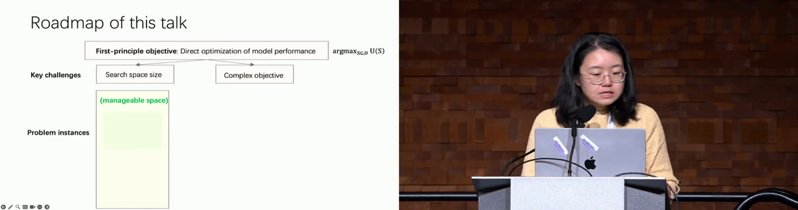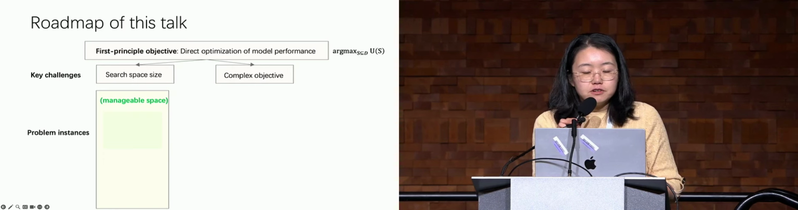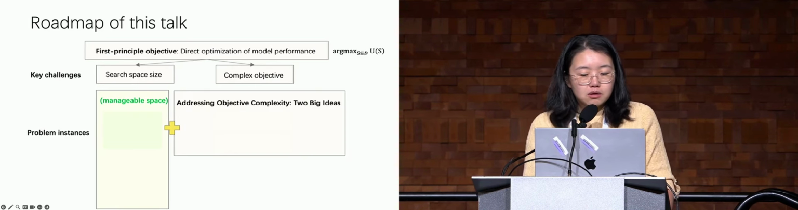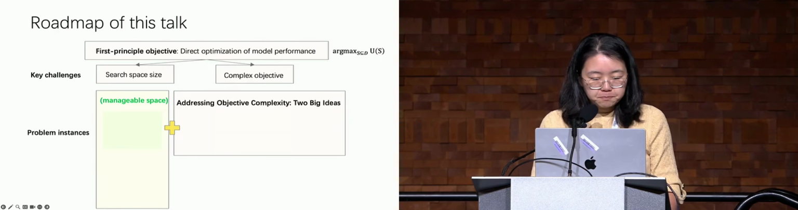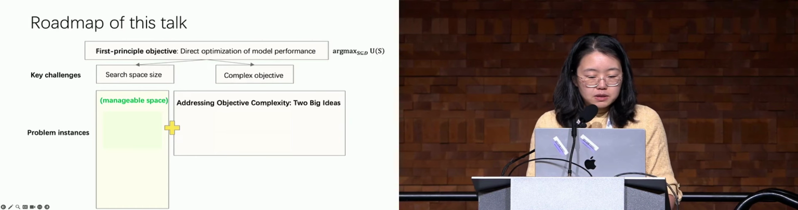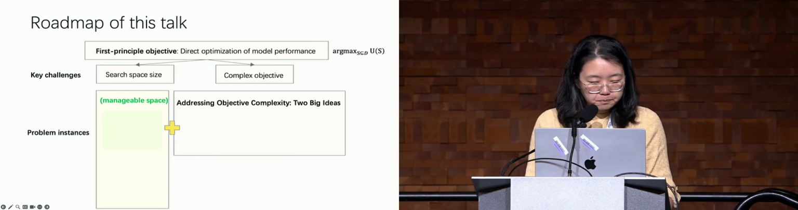So this is a roadmap for this talk. We'll start by talking about some first principle objective for data selection, which is directly optimizing the model performance. And we'll talk about some key challenges as we implement this objective. We will have potentially a large search space, and the objective function itself might be very complex.